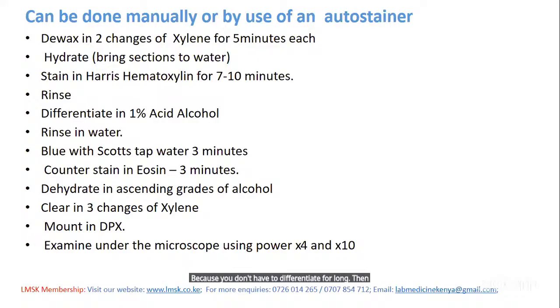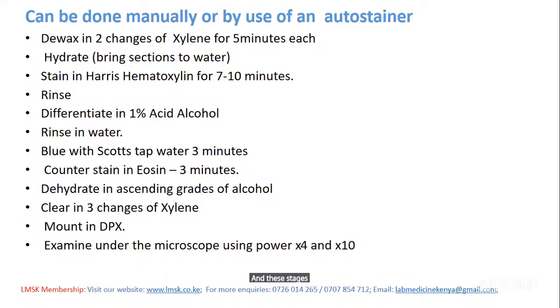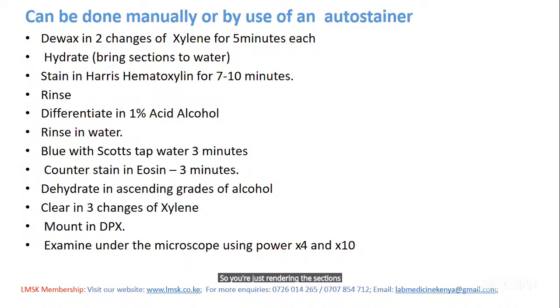Then you blue it in Scott's tap water. This stage is just to render the sections more alkaline, because Scott's tap water contains basic salts, sodium bicarbonate and magnesium sulfate. Then you counterstain in eosin. We said eosin is going to stain the background and the cytoplasm, for 3 to 5 minutes, again depending on how strong your stain is.